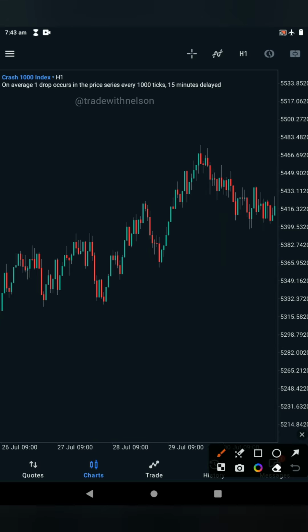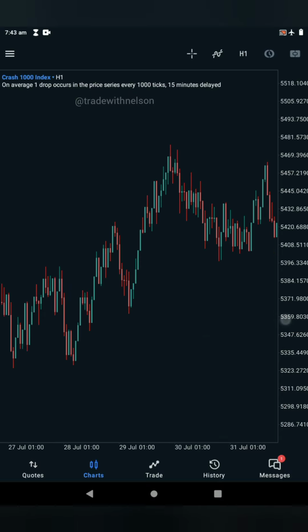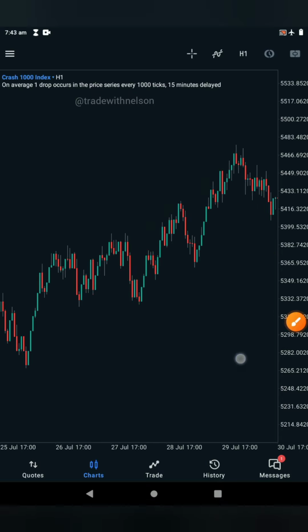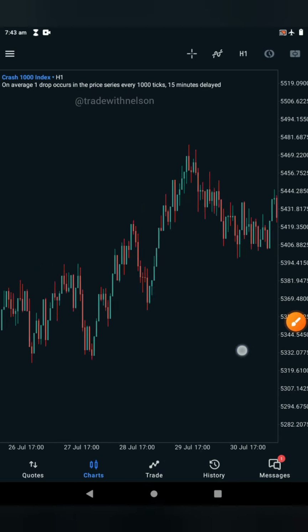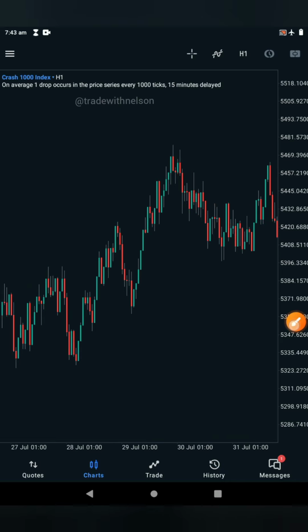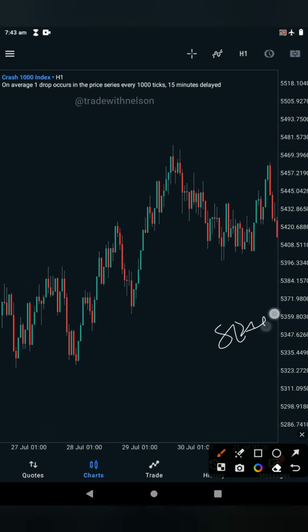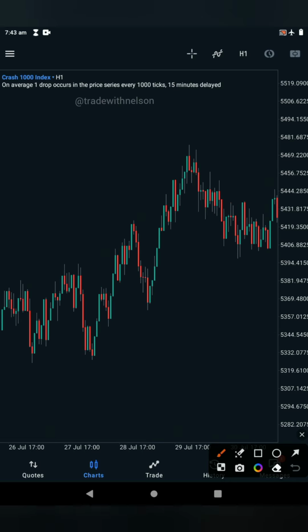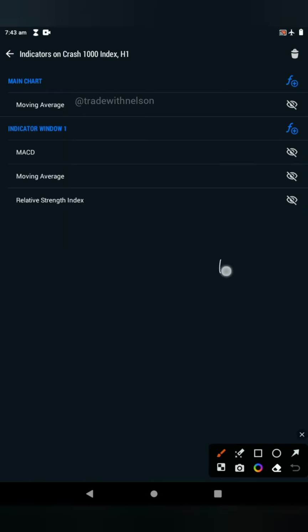So if you look carefully on my chart, this is the 1 hour time frame, and this is Crash 1000. This strategy works on all the boom and crash markets, but here I'll be using the Boom and Crash 1000 for my example. So I'll be showing you settings to the indicators and I'll be giving you like two examples. To select the indicator, click on this indicator icon over here. As you can see, I have just four indicators. I have moving average, MACD, moving average, and relative strength index.